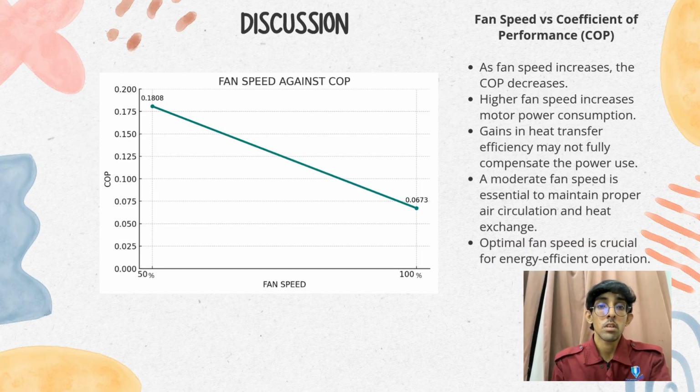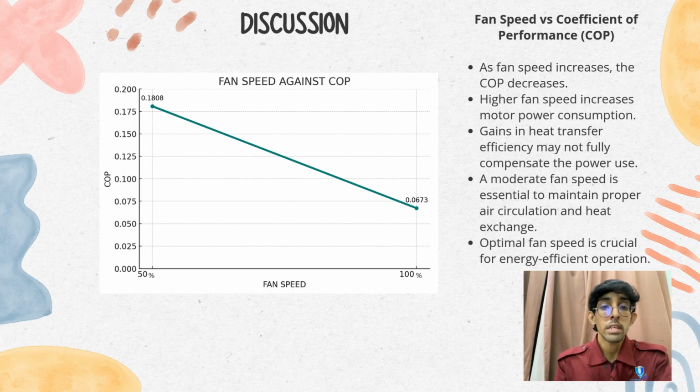So from our experiment results, we observe a clear relationship between fan speed and the coefficient of performance, which is COP, of the air conditioning system. As the fan speed increases, the COP tends to decrease. This is because while the higher fan speed improves airflow and enhances the heat transfer, it also increases the power consumption of the fan motor. When the added energy usage outweighs the thermal benefit, the overall system efficiency will drop.